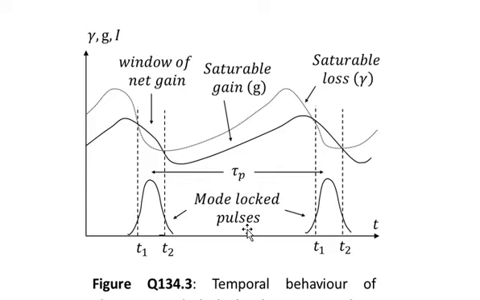Initially, the beam will be incident as an unmode locked laser. I am plotting three quantities over here: gamma, which is the saturable loss, G, which is the saturable gain, and I, which is the intensity of the pulses. So initially you look at the dotted curve. The dotted curve is the saturable loss, gamma.